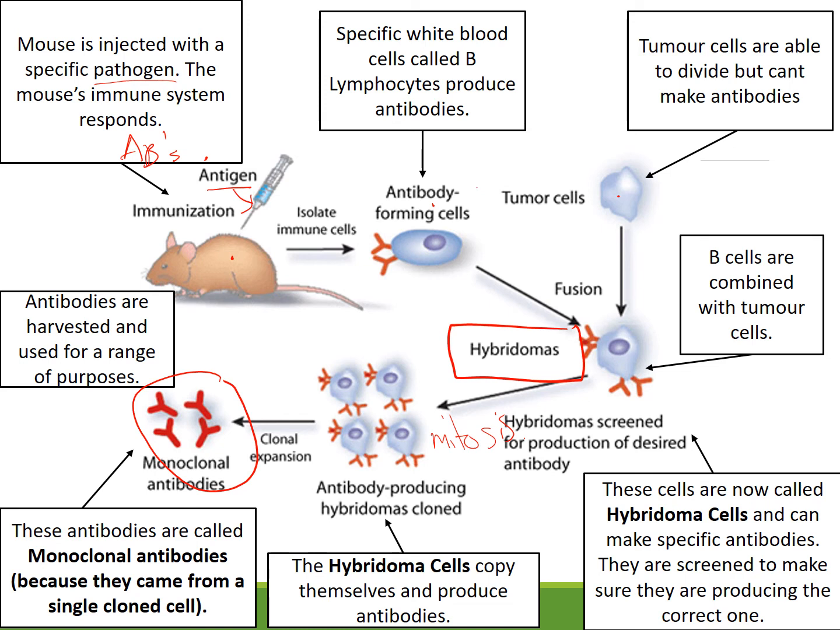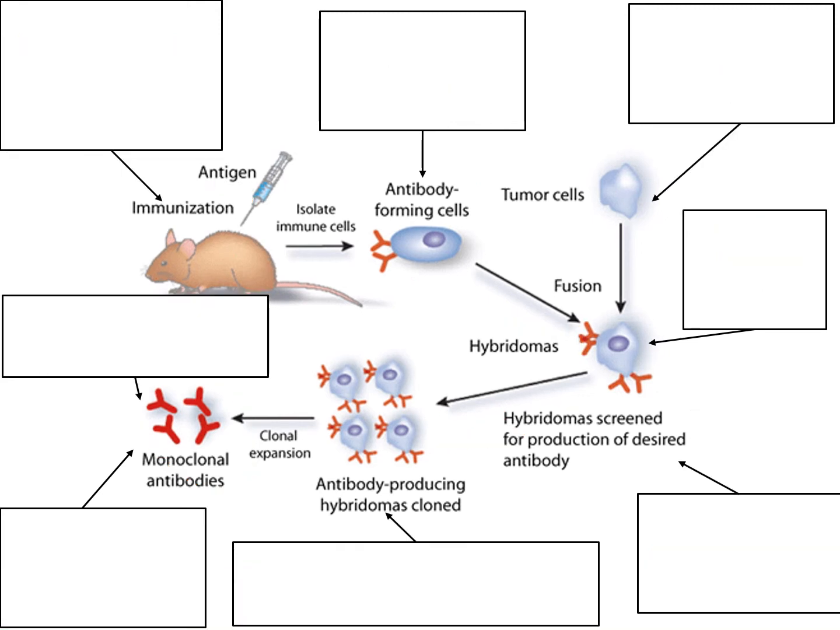And they're all exactly the same because they came from one cell, and its only job is to produce that antibody. You might want to pause this and make it a little bit more palatable, reduce it down, change it so it looks easy for you. The next slide, I believe, is a blank one, so you might want to see if you can remember it. There we go. Put it into your own words if that helps.